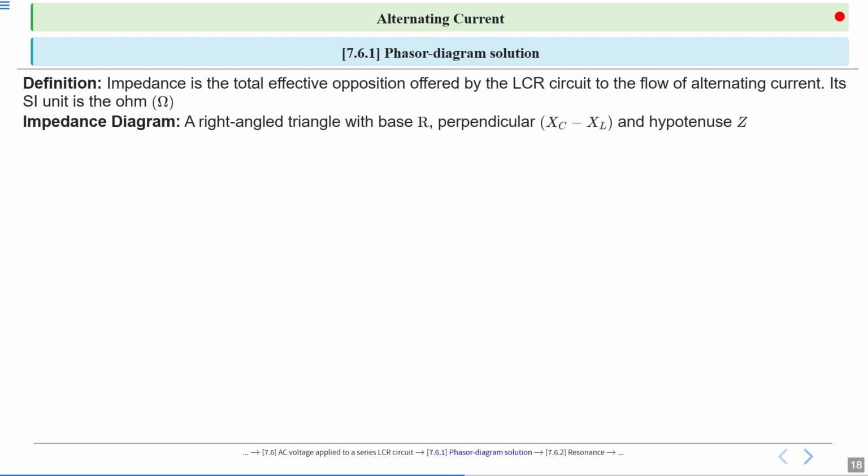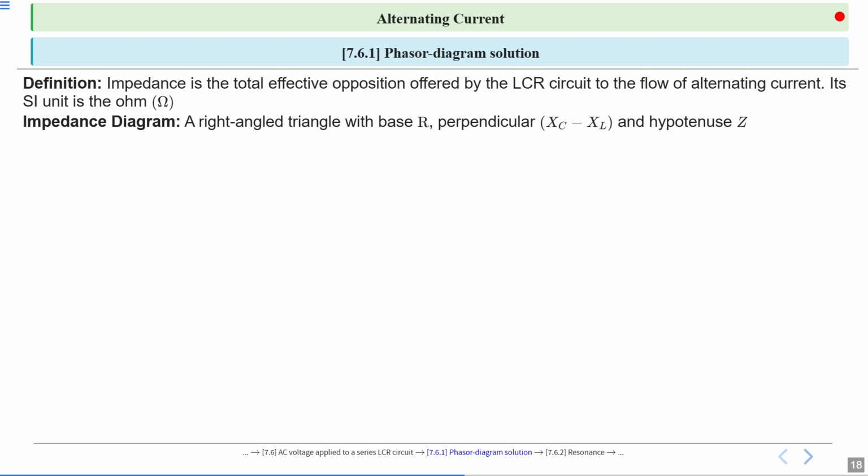Now, what is the definition of impedance? Impedance is the total effective opposition. Inductive reactance was the opposition offered by the inductor. Capacitive reactance was the opposition offered by the capacitor. Resistance is the opposition offered to the flow of current by the resistor. Impedance is due to all three components. So impedance is the total effective opposition offered by all the components of the LCR circuit to the flow of alternating current. Its SI unit is the same as resistance, that is ohm.